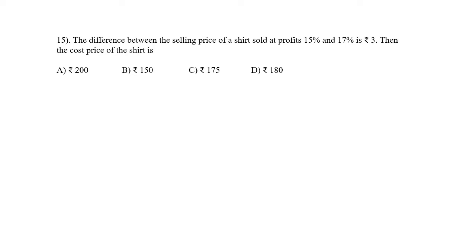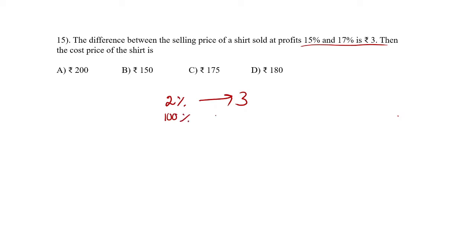The difference between the selling price of a shirt sold at profits 15 percentage and 17 percentage is 3. Then the cost price of the shirt is. See here, the difference between the selling prices at 15 percentage and 17 percentage. What is the difference? 2 percentage. 15 and 17 difference is 2 percentage. Is what value? 3. Finally find out the cost price.